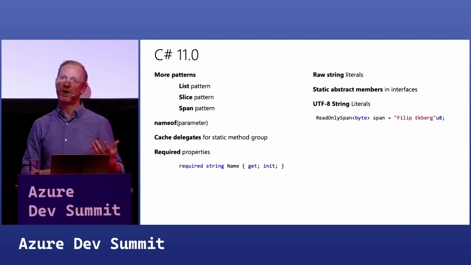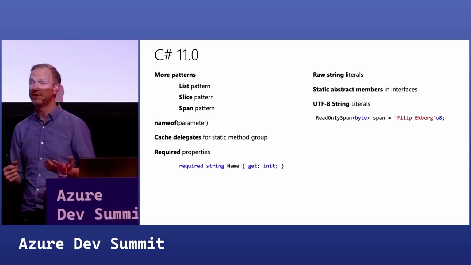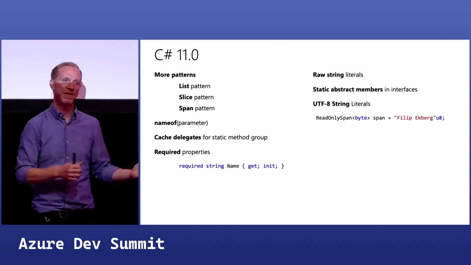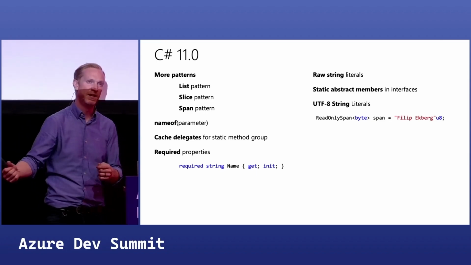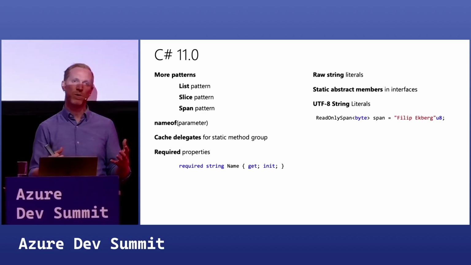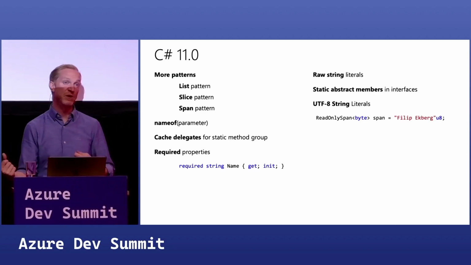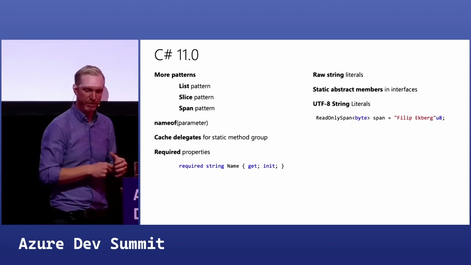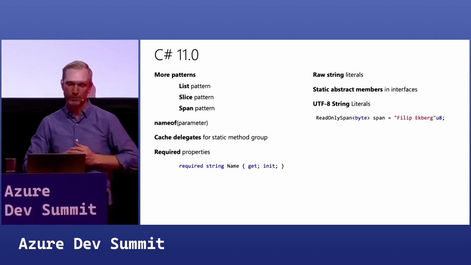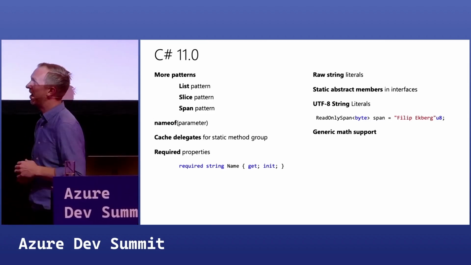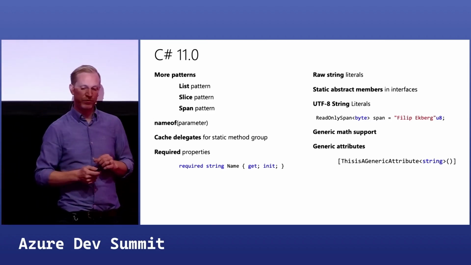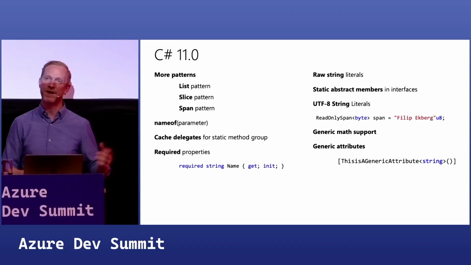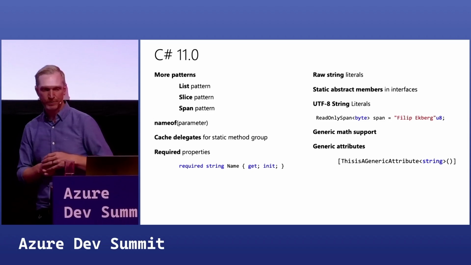Because C# and .NET is traditionally UTF-16. And if something comes over from the web, which is UTF-8, that has to first be converted into UTF-16 for you to do a comparison. Now, you don't have to do conversions between UTF-16 and UTF-8 anymore when we have this concept of UTF-8 string literals. There's also generic math support, generic attributes, which is something that I wanted since I did ASP.NET APIs way back in the day. I don't understand why this took so many years.